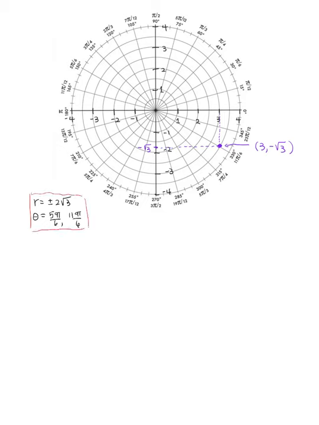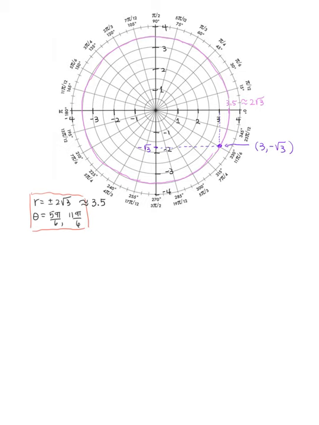Now 2 times the square root of 3 is approximately 3.5. Notice that our point lies on the radial line at approximately 3.5, and this is the approximate value for 2 square root of 3. If I draw the radial line, notice that our point does lie on that line.